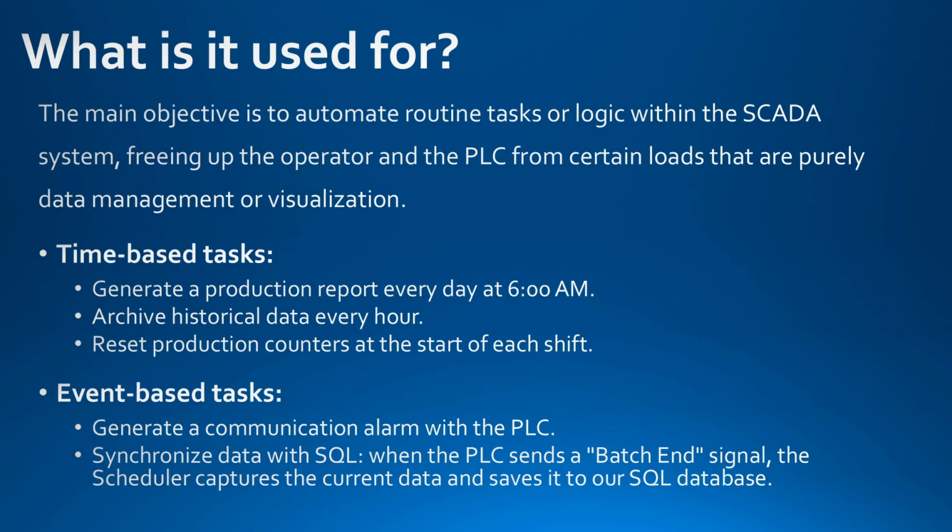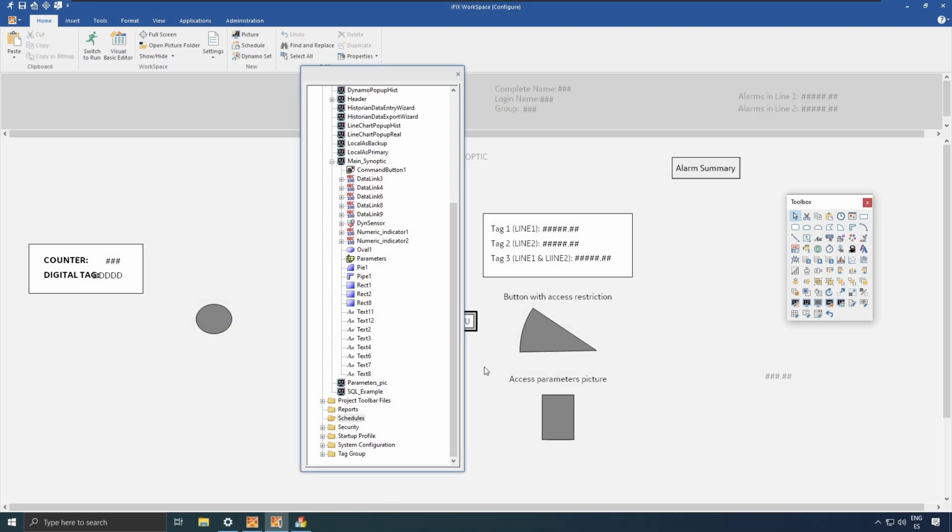In the case of event-based tasks, some examples of use would be: generate a communication alarm with the PLC, synchronize data with SQL. When the PLC sends a batch end signal, the scheduler captures the current data and saves it to our SQL database. Now that we have seen what the scheduler is and what it is used for, let's look at its configuration from the workspace. We are going to program two examples, one time-based and one event-based. Finally, we will see how to run the schedule in both modes, foreground and background.